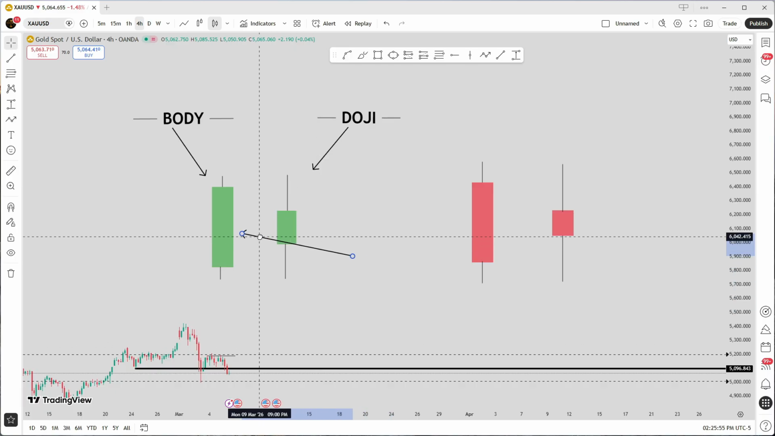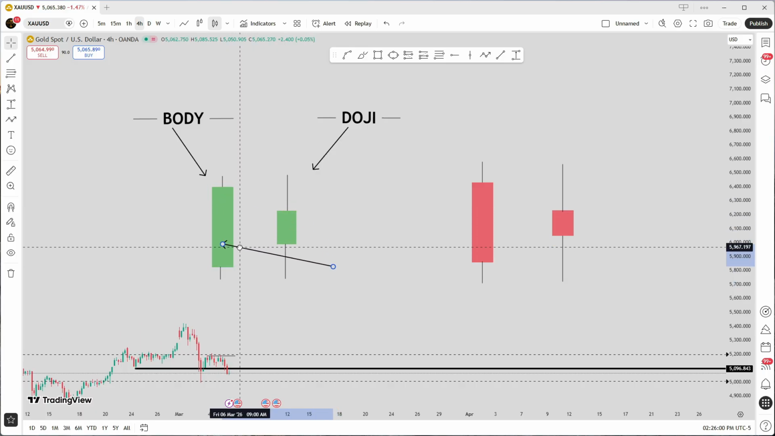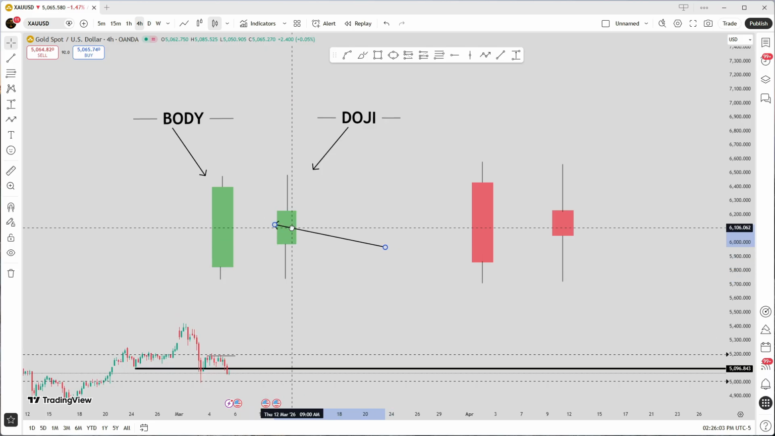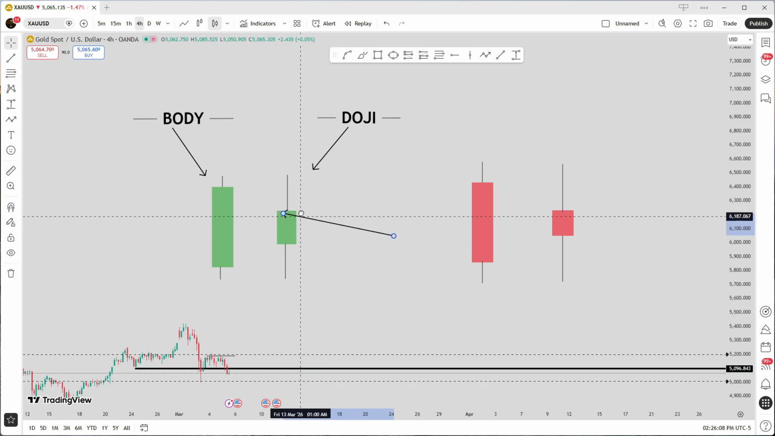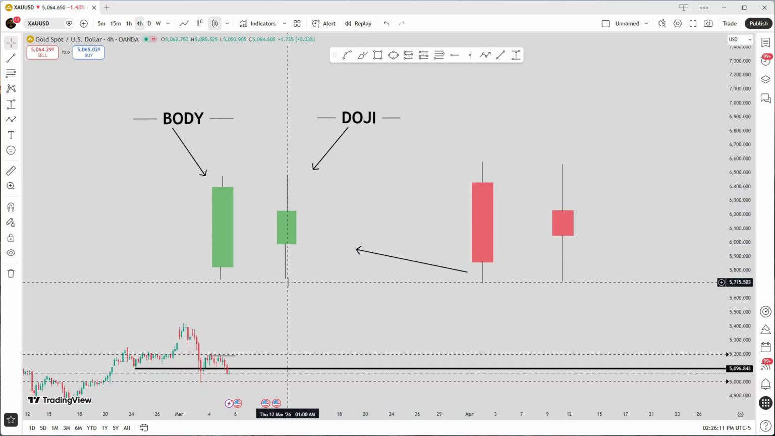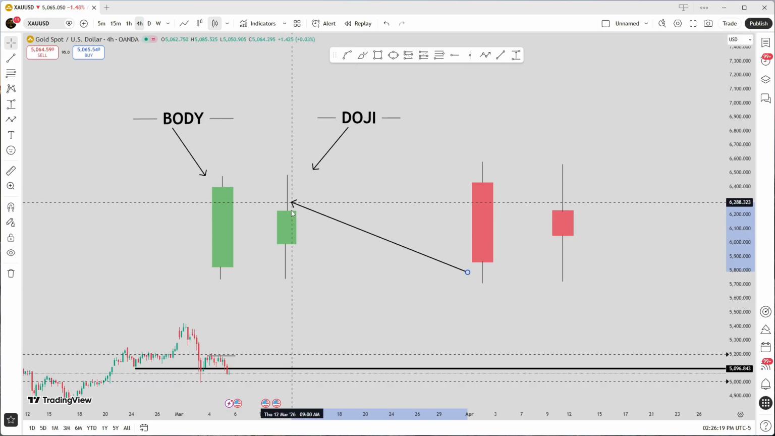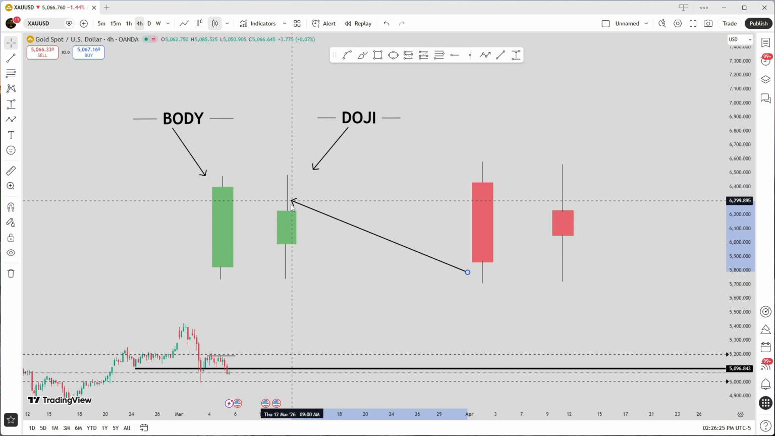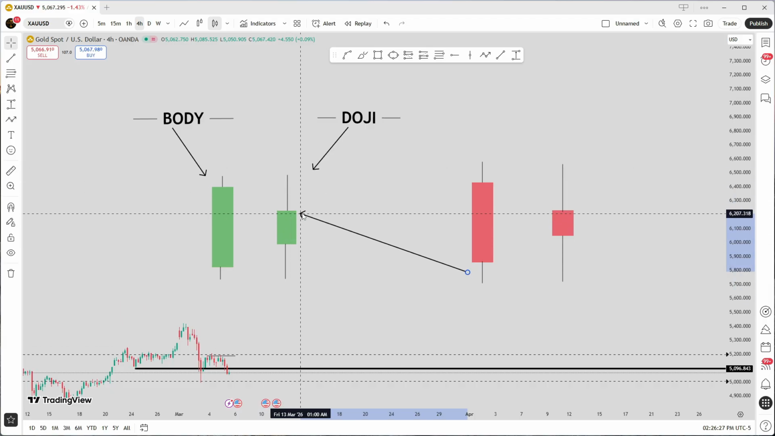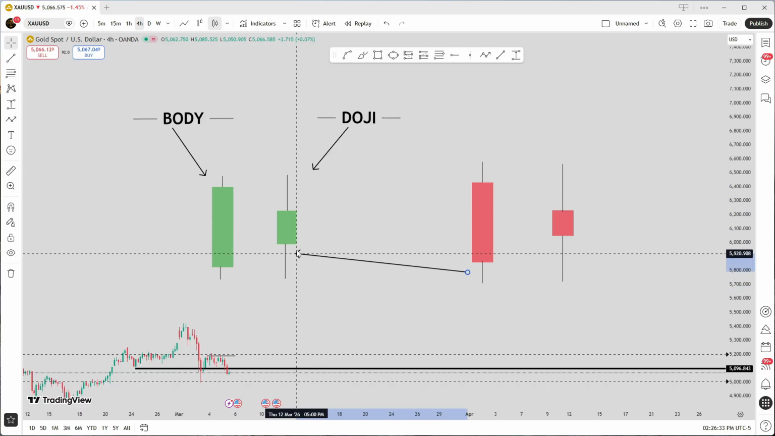Meaning, with the body, you can simply see that this candle is green, meaning there's a strong level of buyers here. The reason they call this a doji is because the body is shorter than the wicks, as I mentioned before. With these candles, you get a lot of buyers and sellers in this candle. But by the time the candle ends, it's still green, meaning within that 4 hour there were more buyers than sellers.